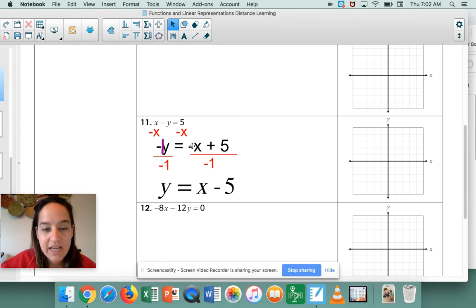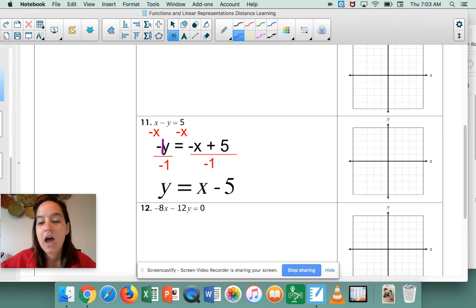Wait, where did that negative go? For the x, a negative divided by a negative is a positive. Notice that 5 was positive, but because I divided by -1, it became negative. And instead of writing plus a -5, I just wrote -5.